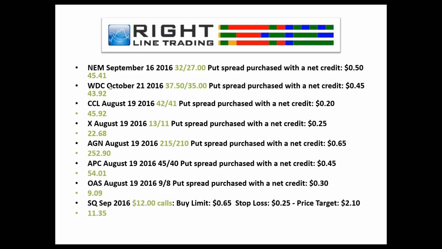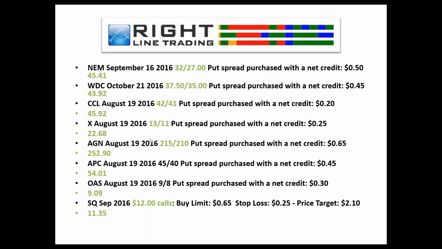This is Western Digital. That's a 37.50/35 put spread. It's got to close above 37.50 in October to give us 100% of our net credit. That's $45 a spread. It's very, very likely at 43.92 to close above 37.50. Carnival Cruise Lines is expiring in just a week and a half. It's got to expire above 42 to give us 100% of our net credit, which is 20 cents. Very likely to be another winning position. U.S. Steel, I placed a 13/11 put spread.